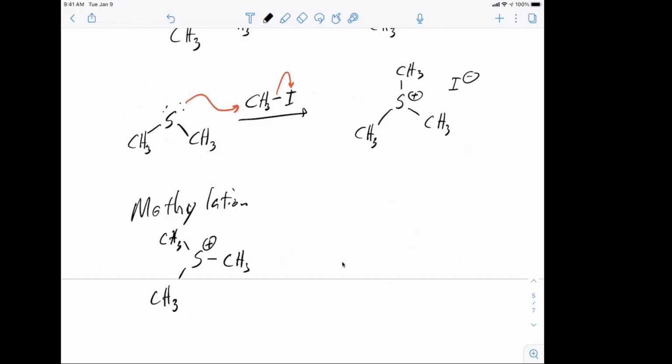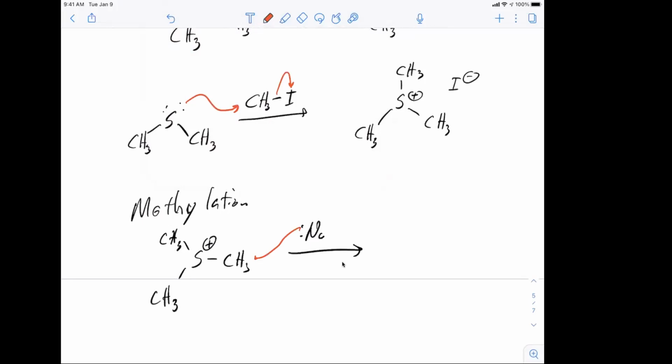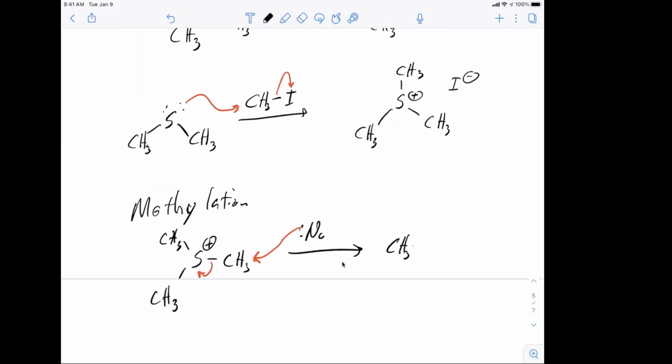Now, you want to make sure that it goes in the right place, but if I have a nucleophile, right, that nucleophile can pick up the carbon and kick the sulfur back off, creating the methylation. I've added a methyl to my nucleophile, and then just release the dimethyl sulfide in this case.